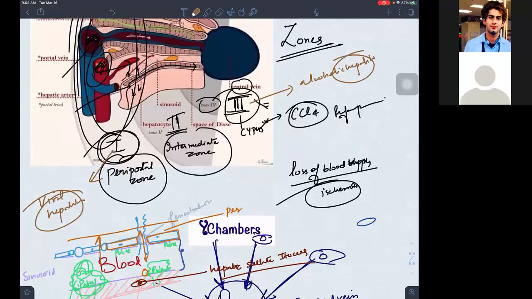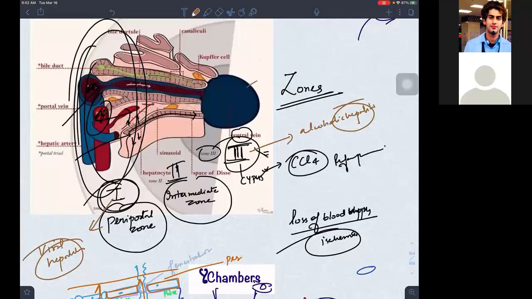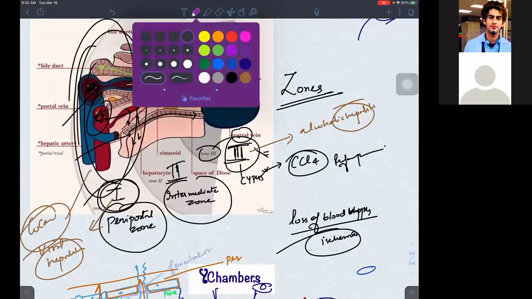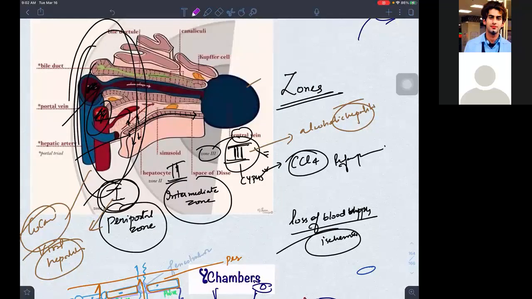Which zone will be destroyed by cocaine? Zone 1 will be destroyed by cocaine. And what about zone 2? See, look at me. Zone 2 is yellow. Yellow fever. Understood? Zone 2 is yellow fever.